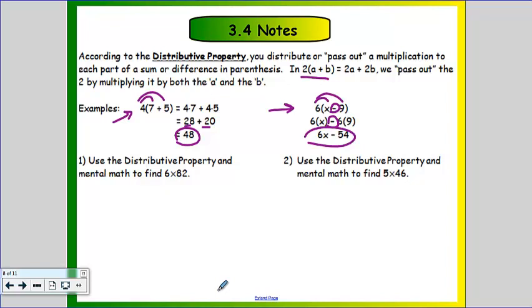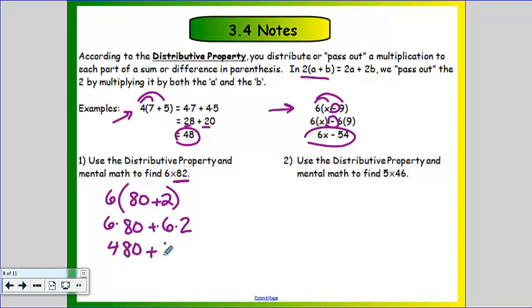Number 1 says use the distributive property and mental math to find 6 times 82. So looking at the number 82, we can break apart that number into 2 pieces. We can break that up into 80 plus 2. So using distributive property here, we can see that 6 times 80 plus 6 times 2 will give the same result. So 6 times 80 is 480. 6 times 2 is 12. Altogether, we have 492.